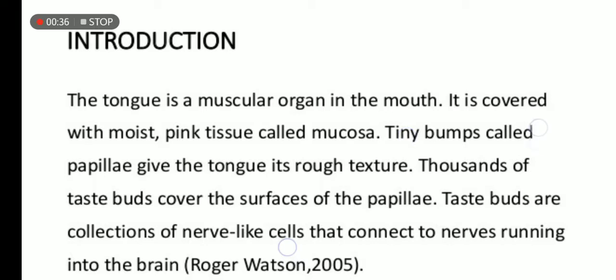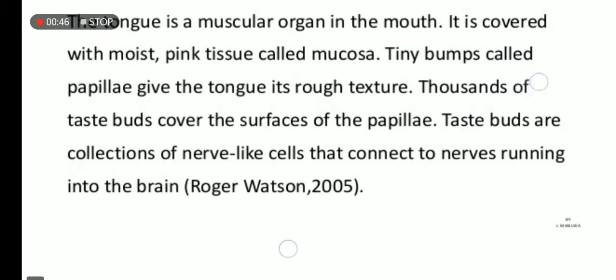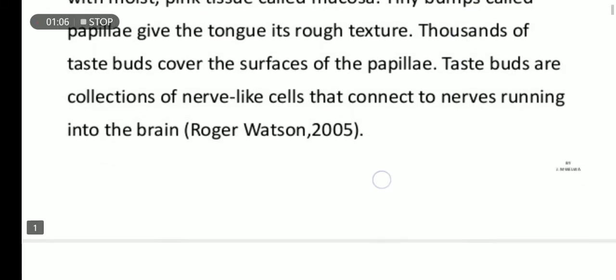Tiny bump-like structures are present on the tongue, and these are known as the papillae. These papillae give a rough texture to the tongue. Thousands of taste buds are present on the papillae and cover their surfaces. Taste buds are a collection of nerve-like cells that connect to the nerve running into the brain. These taste buds carry messages from the mouth toward the brain.